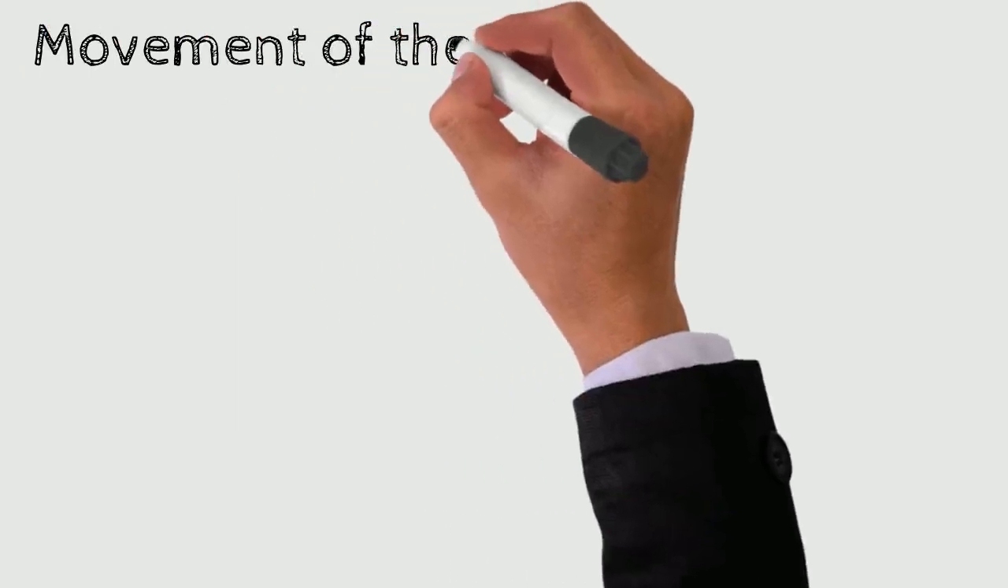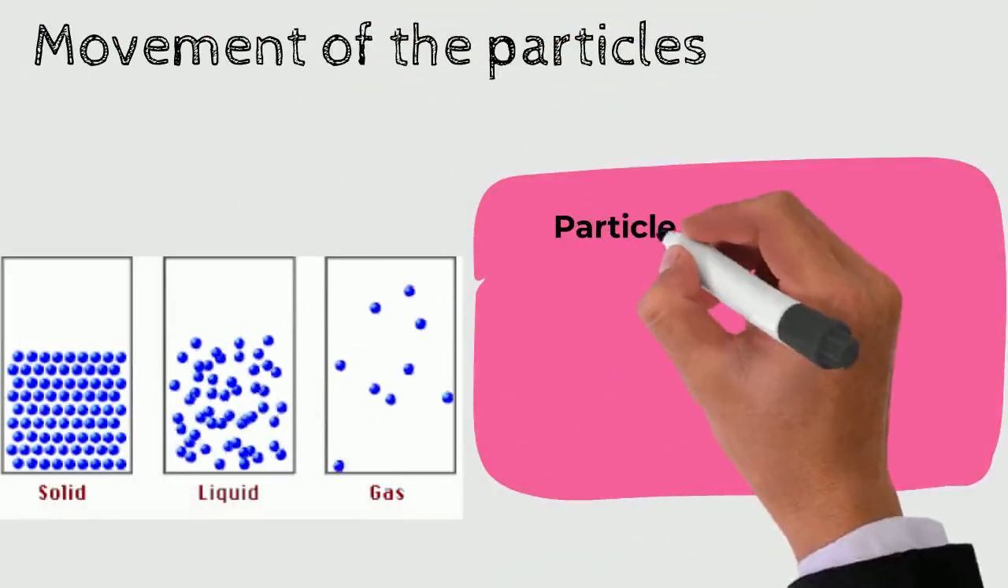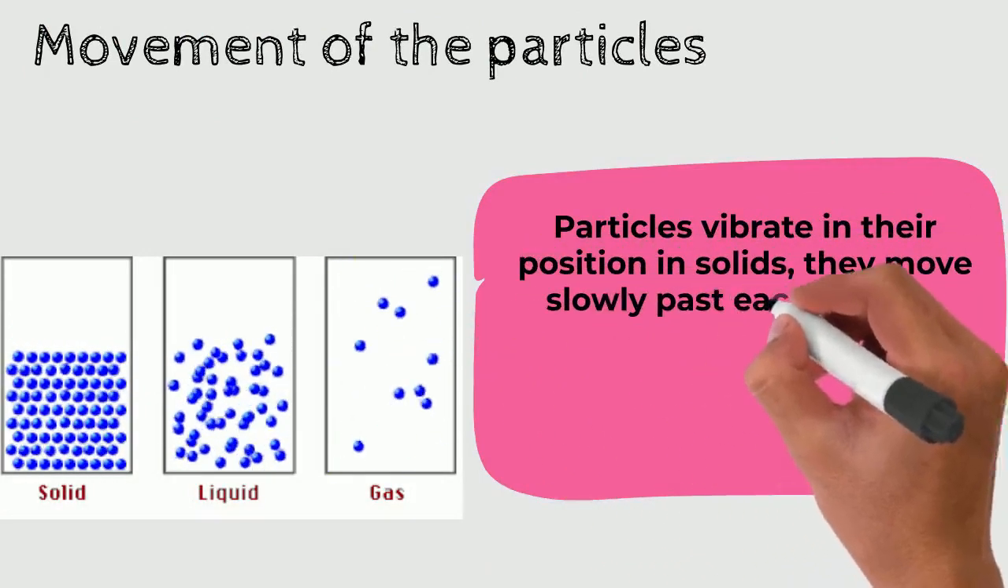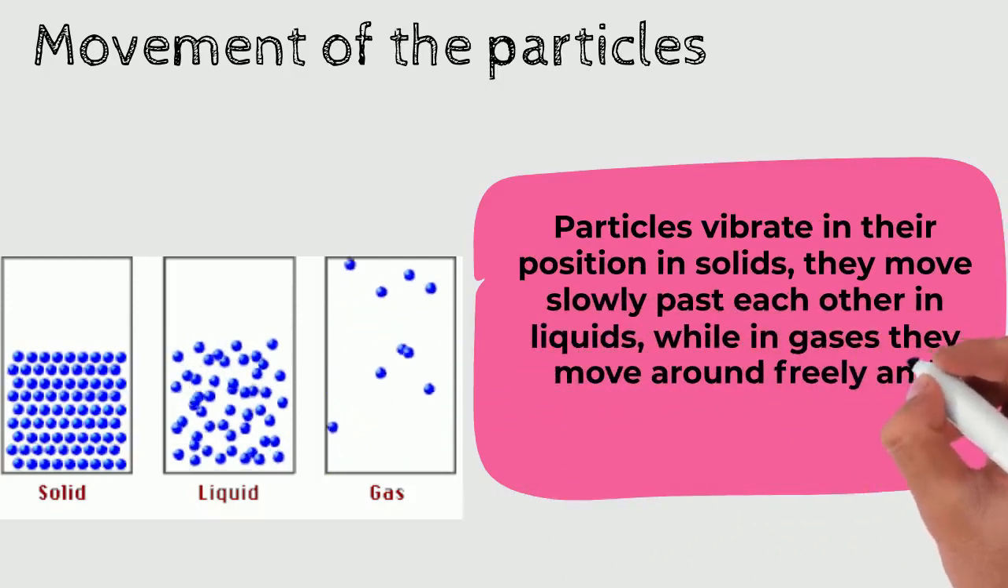Movement of particles can be used to differentiate between the three states of matter. Particles vibrate in their position in solids. They move slowly past each other in liquids, while in gases they move around freely and rapidly.